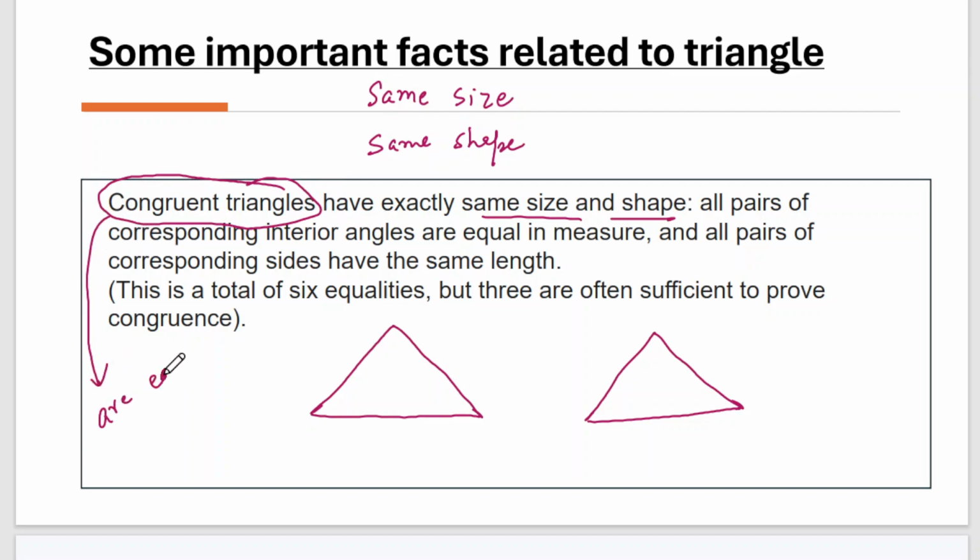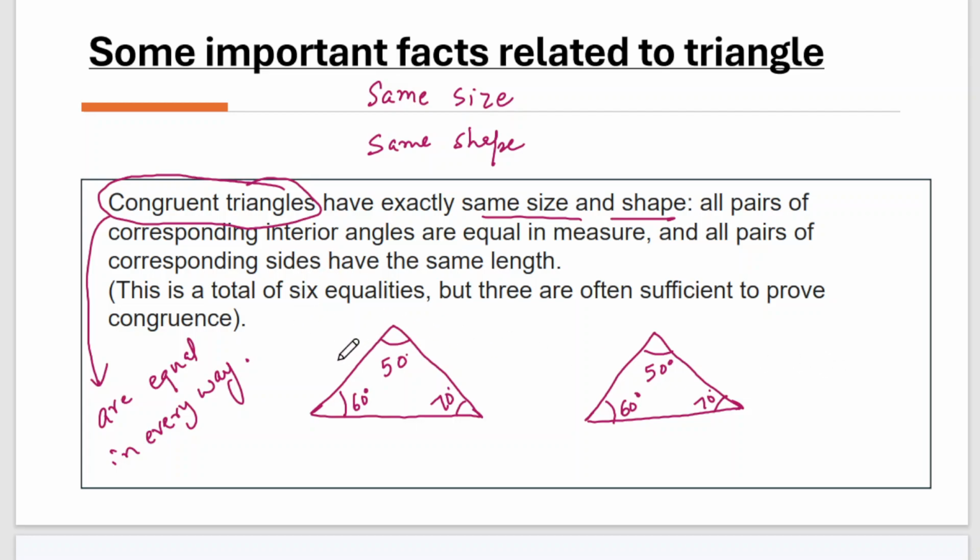Congruent triangles are equal in every aspect, in every way. So you can see here, if I take this as 50 degree, then this will also be 50 degree. Now, if I take this as 60 degree and this is 70 degree, this will also be 70 degree. Now, we have got the same angles. It is a triangle, same angles. That means we have got the same shape.